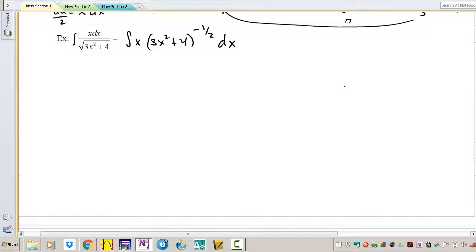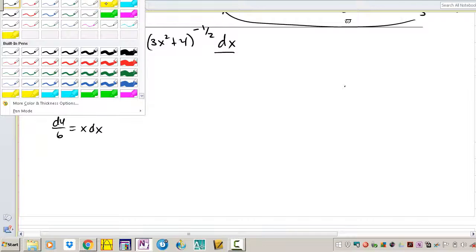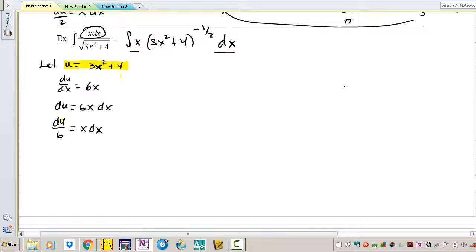Now, let me begin our u sub. Let u equal 3x squared plus 4, and then differentiate with respect to x. du/dx is equal to 6x. That means du is equal to 6x dx, but you notice that you only have an x dx in your problem. So divide by 6 and you get du over 6 is equal to x dx. Now I can make my substitutions, u and du.